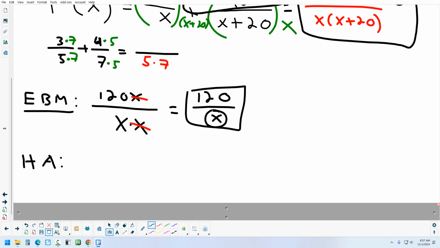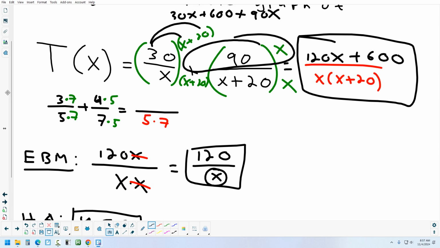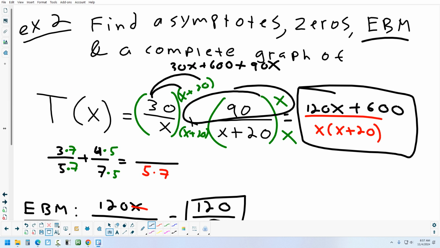Now, since it's horizontal, what letter should we put on the left side? x. Or y. y. If we put x, what kind of asymptote would that be? Vertical. That would be a vertical. We're going to do that next. Okay, here's your horizontal asymptote. Those are the only two things that you had to combine those together to do. Everything else you pretty much could have done the way it was.